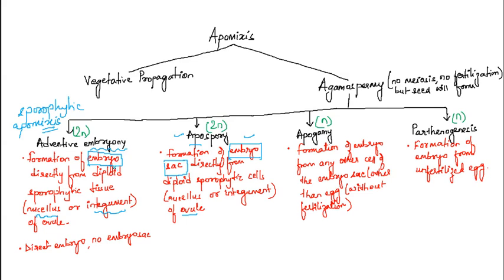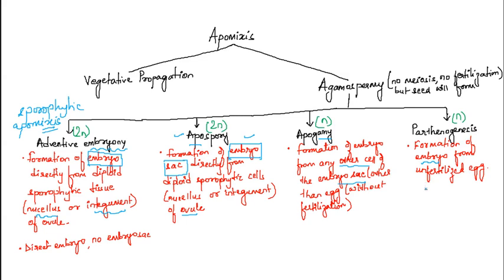Apogamy we studied: here apo means egg cell is not involved. Some other cells are involved in the formation of the embryo sac. Since the gamete is there, it will be haploid. Parthenogenesis is the formation of an embryo, and here also there is a haploid embryo which is formed. Clear? Now we will solve a few questions related to it.